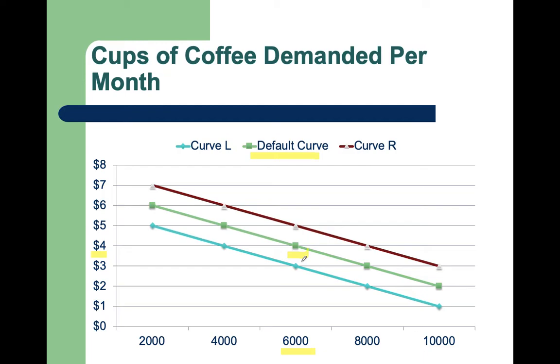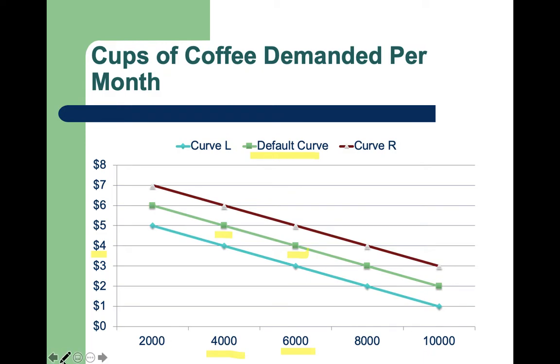If we change our price, so if we increase our price, if everything else stays the same, so the only thing that changes is our price, we'll go up to this point where we're now selling them for $5 and our demand is going to drop to 4,000 because of the law of demand. As our price goes up, our quantity demanded goes down.